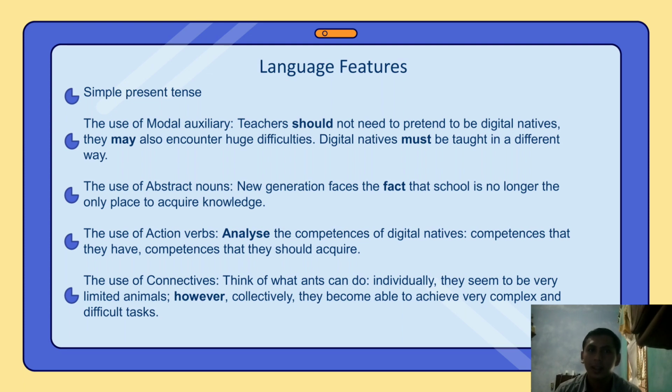And the last, the use of connectives. Think of what ants can do. Individually, they seem to be very limited animals. However, collectively, they become able to achieve very complex and difficult tasks.